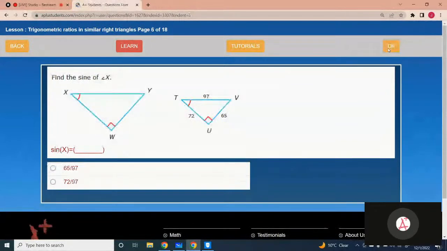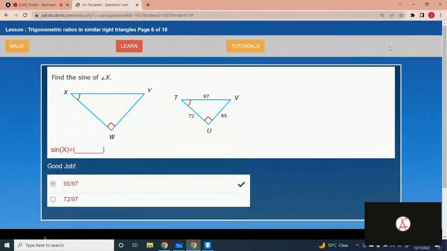Okay, the next one is sine of angle X. It would be the opposite divided by the hypotenuse. So opposite is 65 divided by the 97. It would be 65 over 97. Just select the correct option and then click on the OK button. Got it?